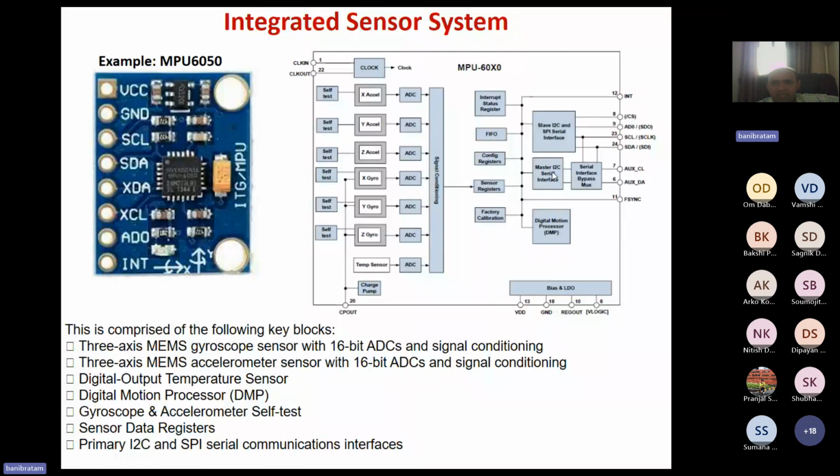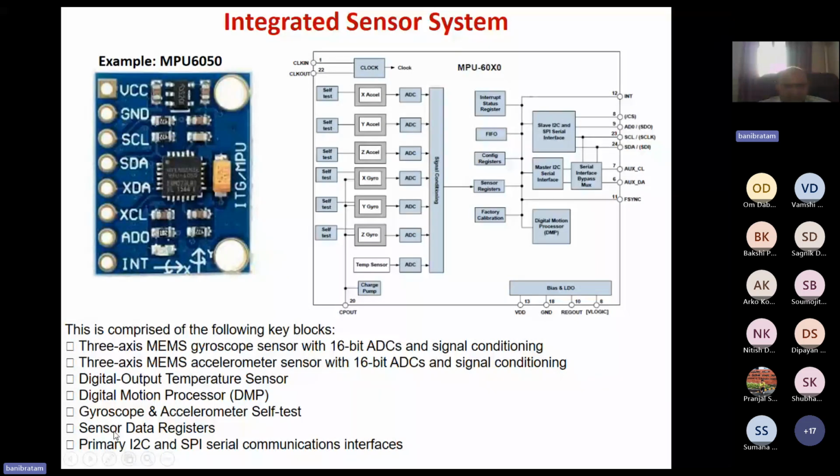You can have a wireless medium as well. Then different kinds of low dropout regulator and bias circuits are also there. So inside this IC, it has these different blocks. Specifically, it includes a 3-axis MEMS gyroscope with 16-bit ADC and signal conditioning, a 3-axis MEMS accelerometer with 16-bit ADC and signal conditioning, a digital output temperature sensor, a digital motion processor, and gyroscope and accelerometer self-test. The self-test feature lets you test in the lab whether the device is working properly, instead of directly applying it in a field trial or practical system.